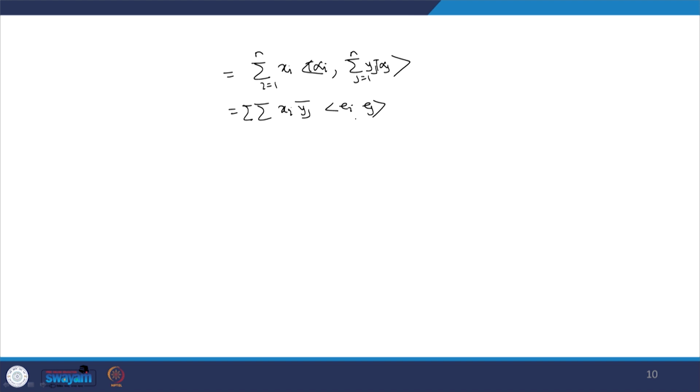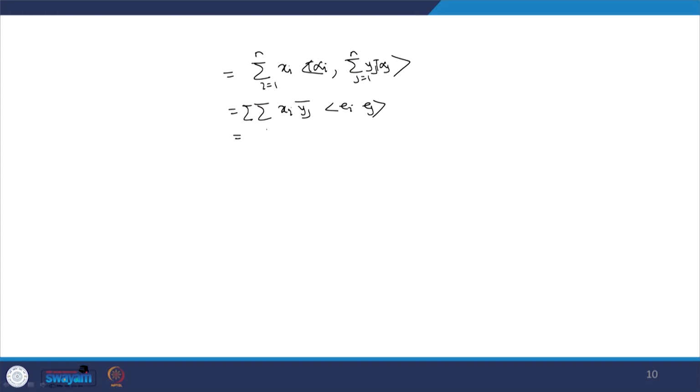I know the inner product of Ei and Ej, with respect to the standard inner product, is equal to 1 when i equals j, otherwise 0. So, this is simply the sum over i of xi and yi bar. So, I am getting the inner product as a summation of xi and yi bar.